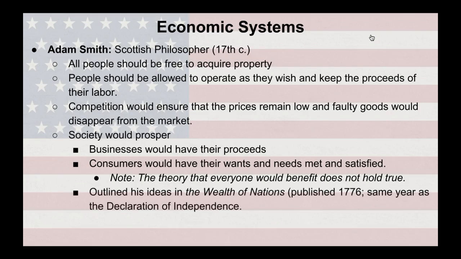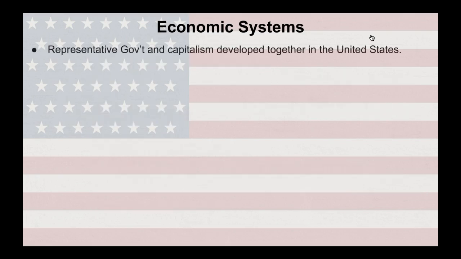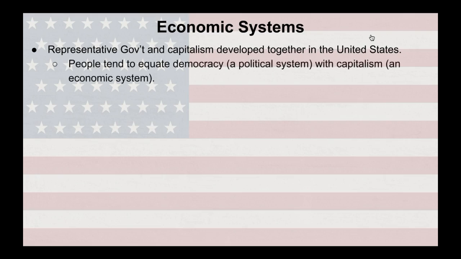Nevertheless, Adam Smith did outline his ideas in a book known as The Wealth of Nations, which incidentally was published in 1776, which was the same year as the Declaration of Independence. So there is some significant overlap between the idea of self-government as well as this capitalist economic system. So they're going to develop together in the United States, and typically when you talk about democracy, which is a political system, people are going to automatically equate democracy with capitalism, which is an economic system.